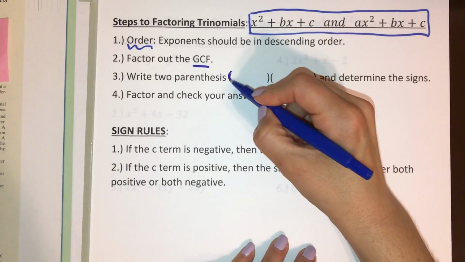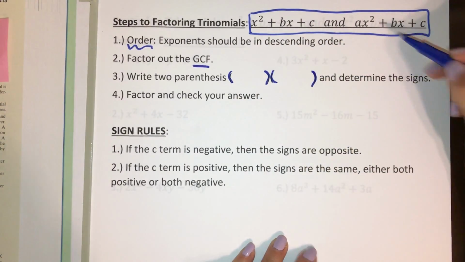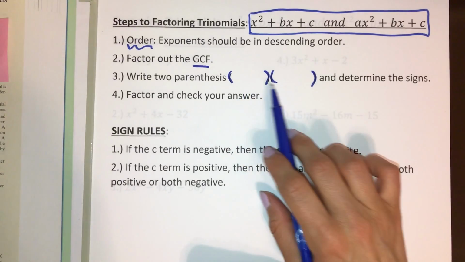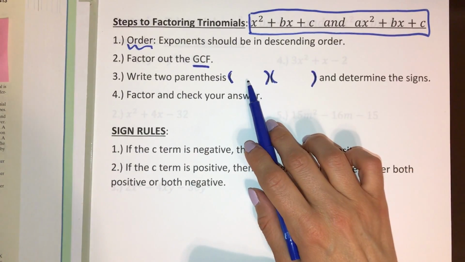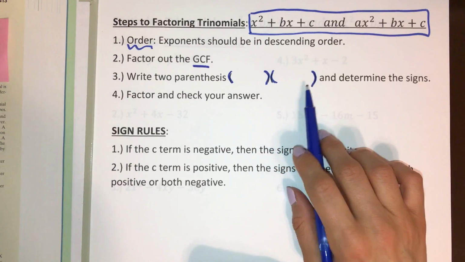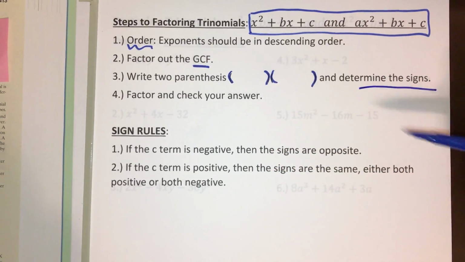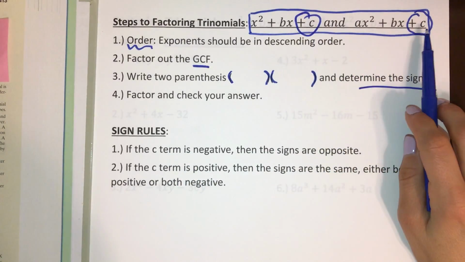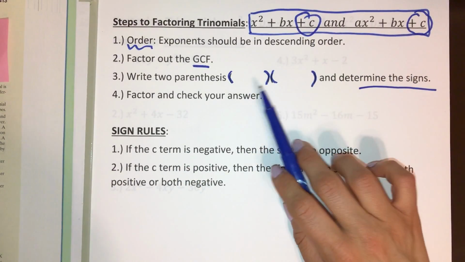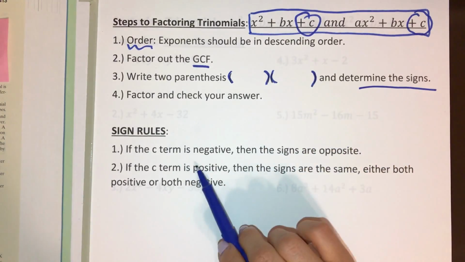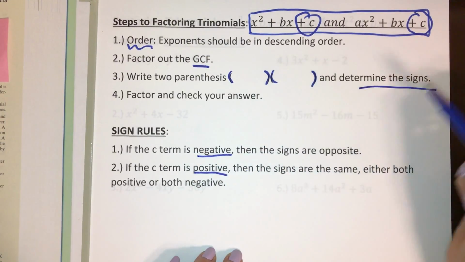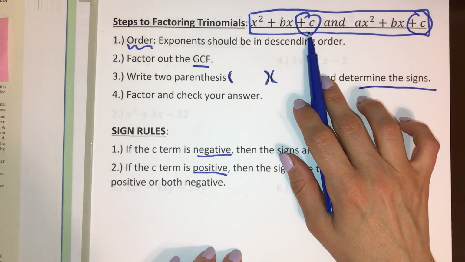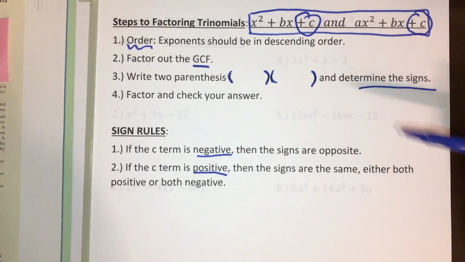Third step, we normally write 2 parentheses in order to factor. Write the 2 parentheses, and then we want to determine what the signs are inside the parentheses. To determine the signs, we use our sign rules. You look at this last term. Is that C term positive? If the C term is positive, then you have the same sign in the parentheses. If your C term is negative, if that last term says minus, then you have opposite signs inside of the parentheses.